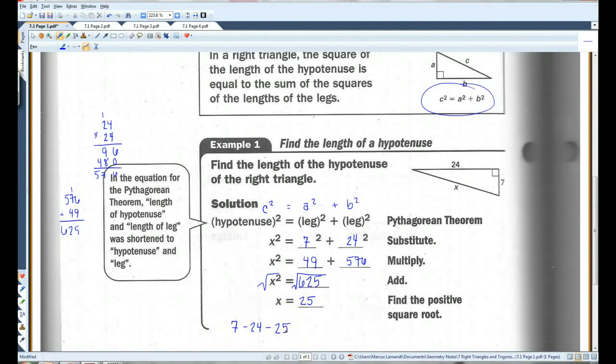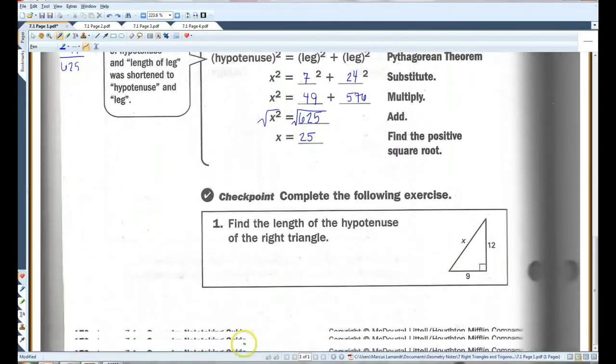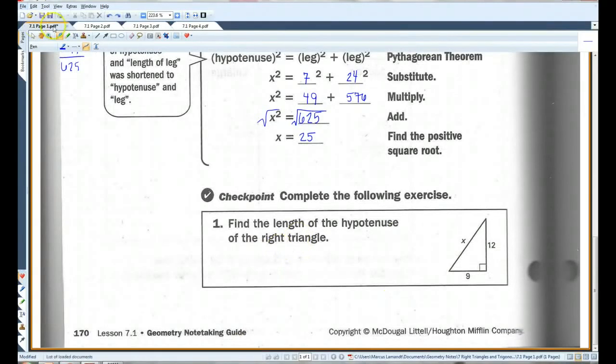Okay? It is not necessary to memorize Pythagorean triples to solve these problems, but it does help. It works kind of as a shortcut. And as we do more problems, you'll see what I mean. Alright, I think you guys can do this one. Let's go on to page 2.